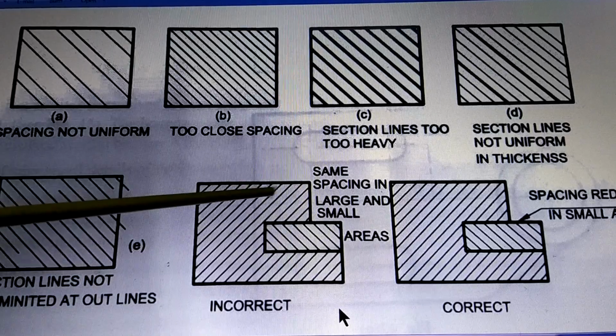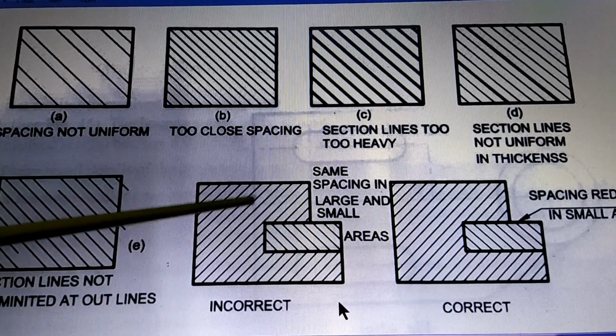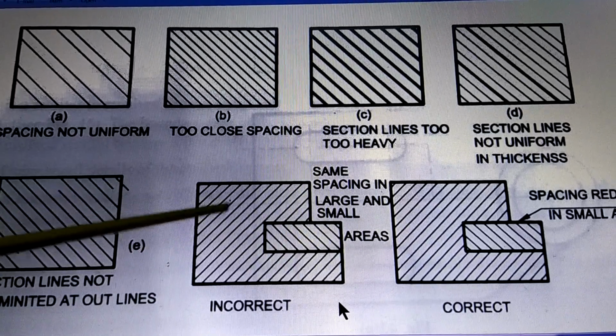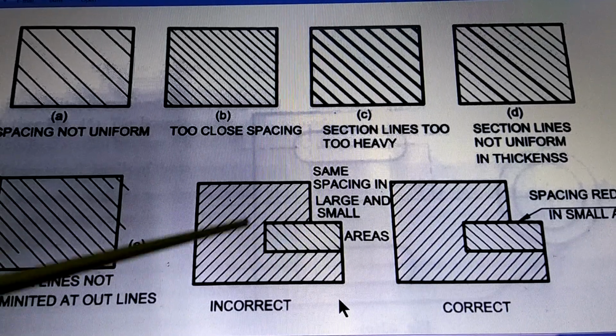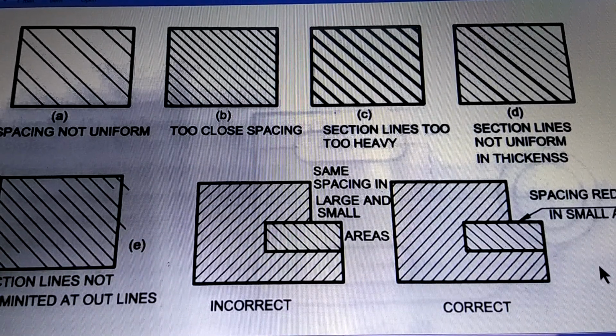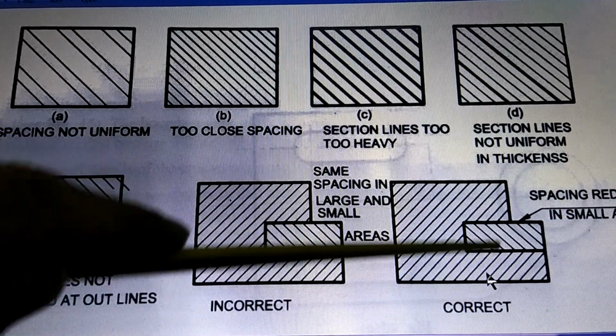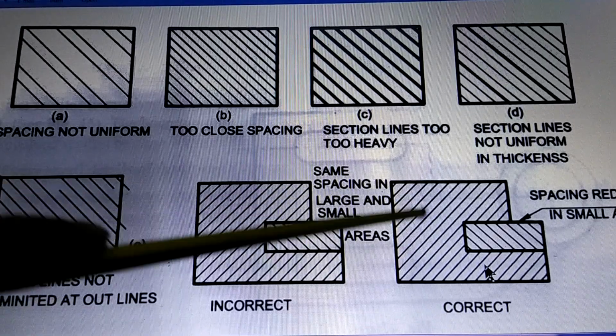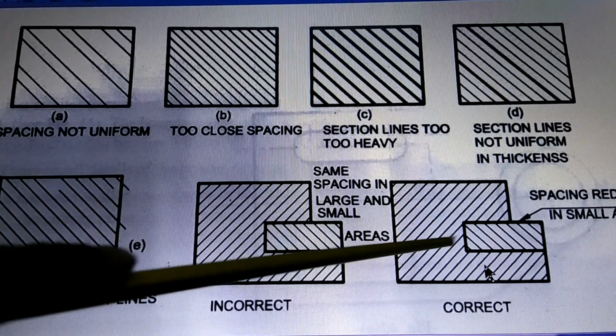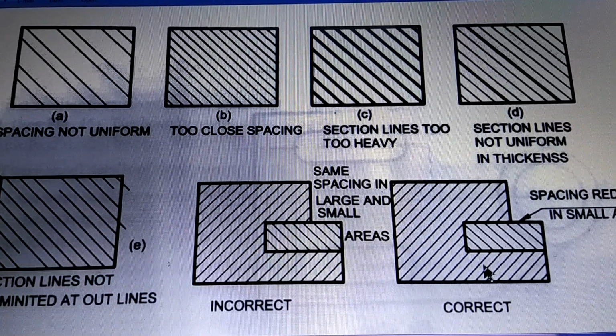Now here this is a larger part, this is a smaller part. Generally the rule says for the larger part the spacing should be more, for the smaller part the spacing should be less, but that rule is not observed here. Now here it is said correct, but even this also is a mistake. Even here it is not followed, although it is written as correct. Normally the spacing here should be more, the spacing here should be less.